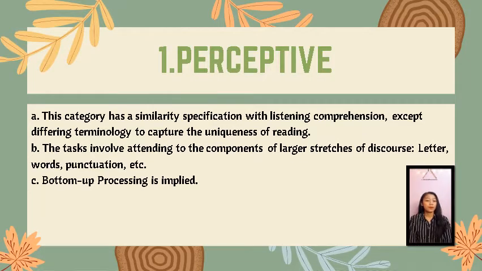The first type of reading is perceptive reading. This category has similar specifications to listening comprehension, except for differing terminology to capture the uniqueness of reading. Reading perceptive tasks involve attending to the components of larger stretches of discourse, like letters, words, punctuation, etc. And perceptive reading uses a bottom-up process.